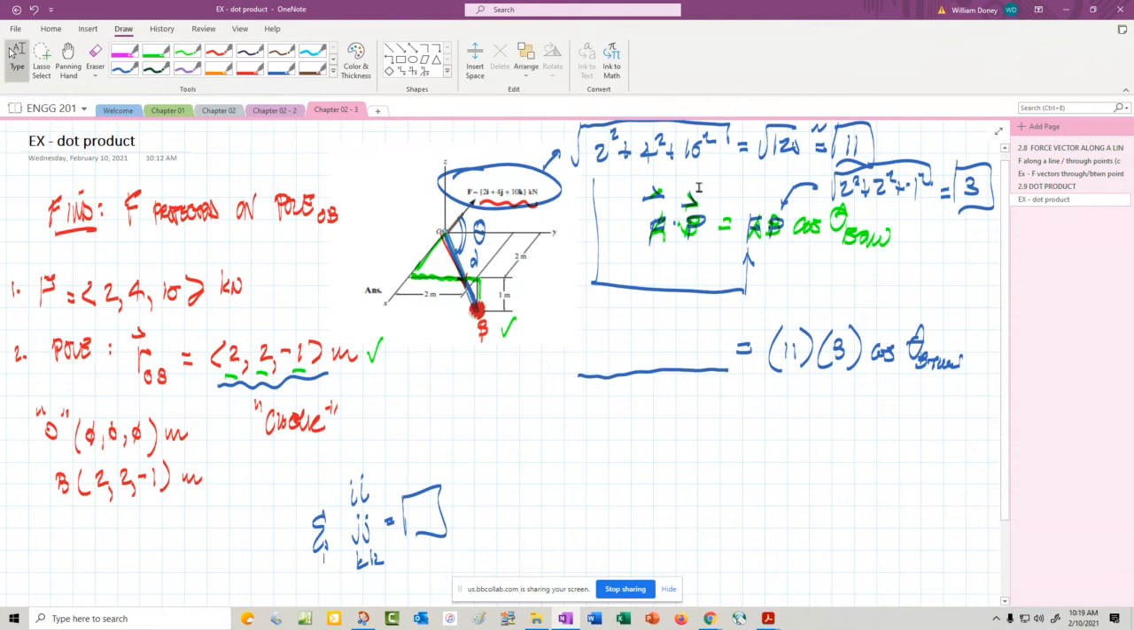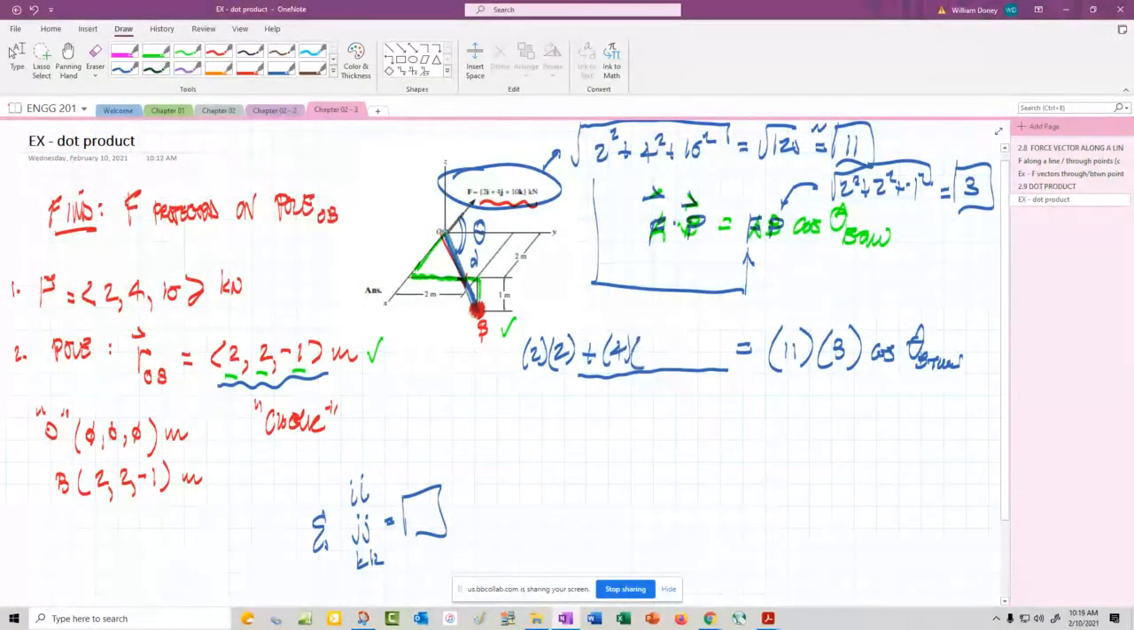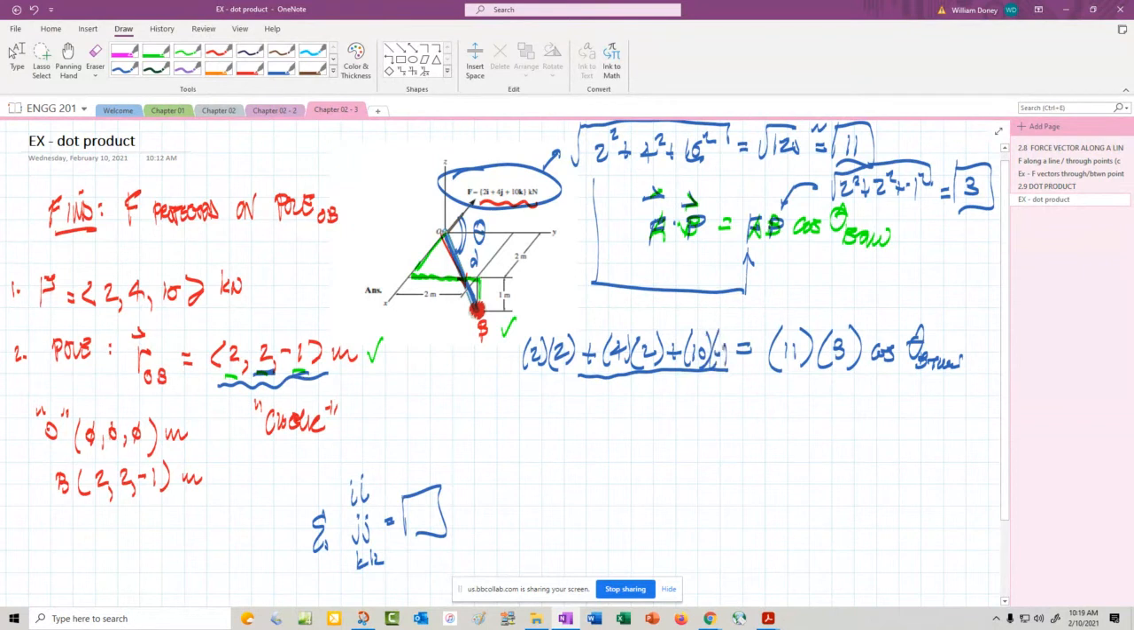So I'm going to take the x component of the force, that's 2. So let me put it all together here. 2 times the x component of that, that's 2, plus the y component, that's 4, and the y component of the pole is 2, plus the z component, 10, and down here we just have a minus 1. So if I go through that, what does that become? 4 plus 8 minus 10. We get a 2 on this side, 33 cosine of the angle between.